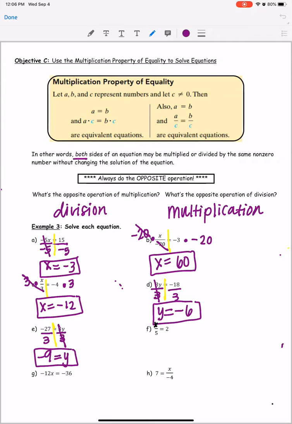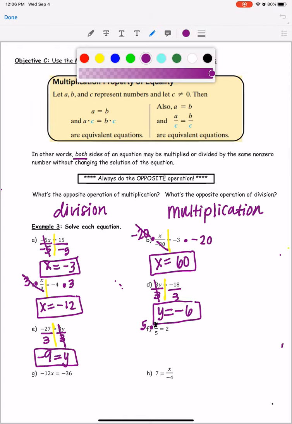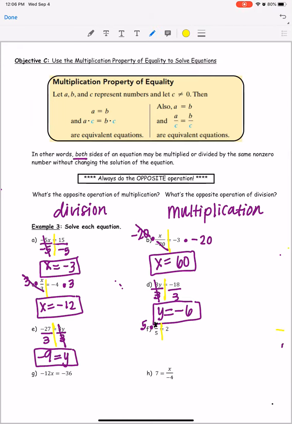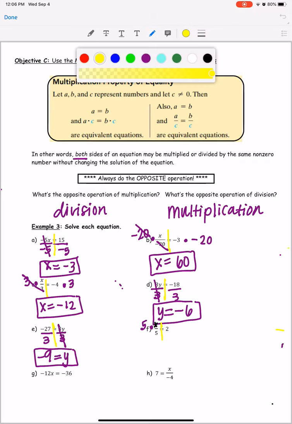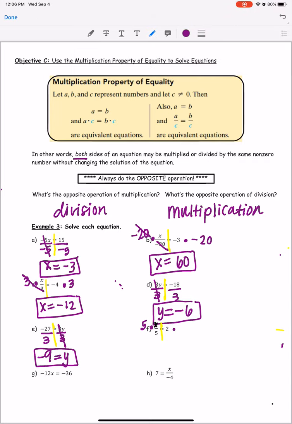So we've got x over 5 equals 2. This bar right here is telling me I am dividing by 5. The opposite of dividing by 5 is to multiply by 5. And what I do to one side of this equation, I must do to the other side. So I'm also going to multiply by 5 over here. So my 5's cancel. I'm left with x equals 2 times 5 gives me 10.